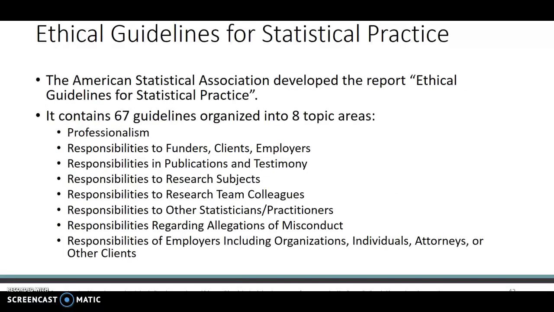The American Statistical Association developed a report, Ethical Guidelines for Statistical Practices. It contains 67 guidelines organized into 8 topic areas. You can see those listed here.